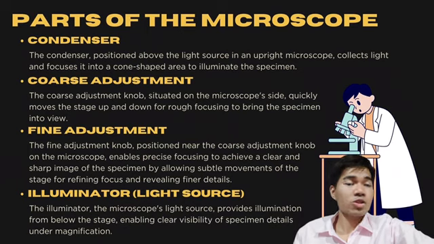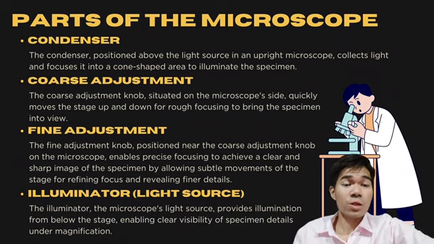Then the fine adjustment. The fine adjustment is positioned near the coarse adjustment knob on the microscope. So it enables precise focusing to achieve a clear and sharp image of the specimen by allowing subtle adjustments of the stage for refining focus and revealing finer details. So the fine adjustment is being used so that it could bring clarity to the specimen when it is viewed.